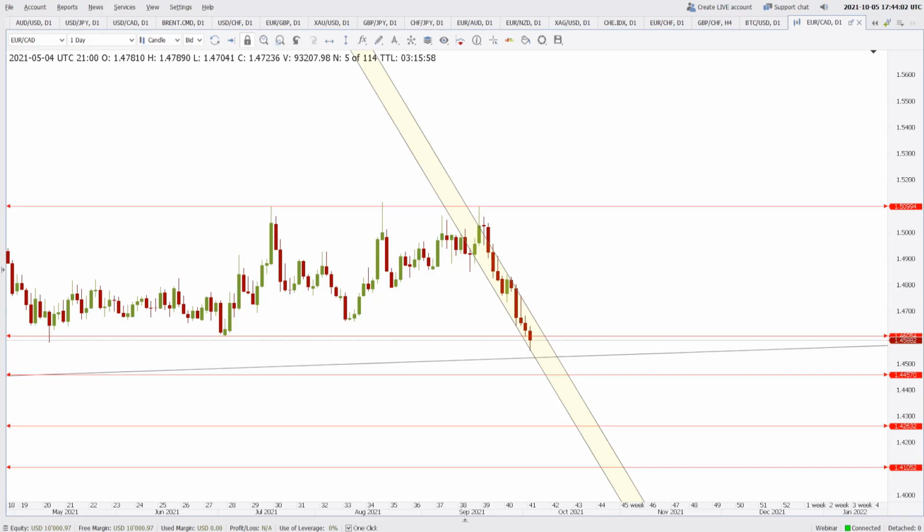Just keep in mind to never risk more than 1% of your capital on any single trade and look for a potential profit of more than 3 times the risk that you are going to take.